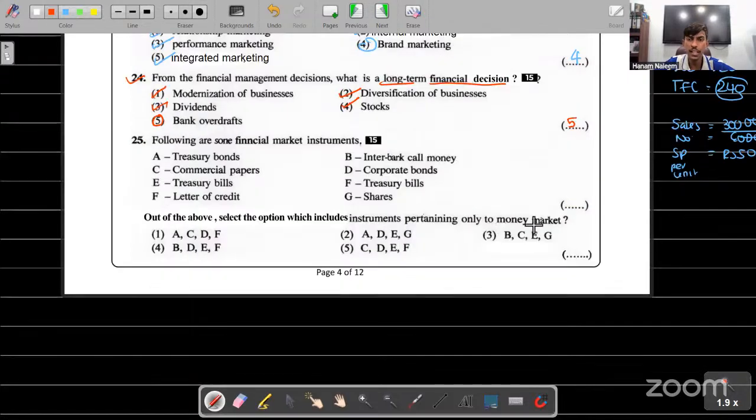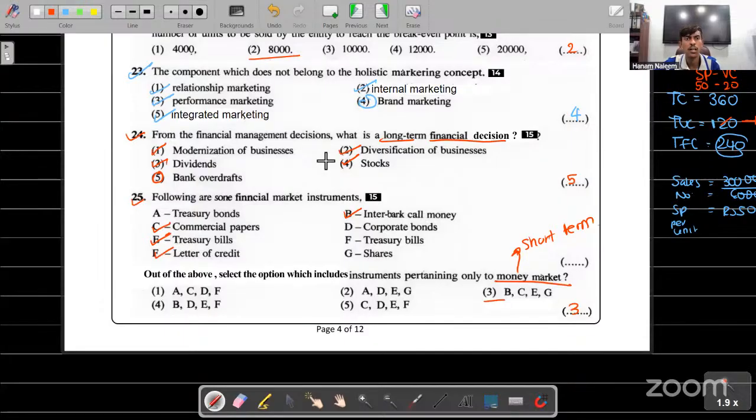Then, out of the above, select the option which includes instruments pertaining only to the money market. If I'm not wrong, previously they asked you about the capital market. Now they're asking you about the money market. So, money market is a short-term market. Interbank call money is short term. Commercial paper is short term. Treasury bills are short term. Letter of credit is also short. So B, C, E, G. Third one is the answer.